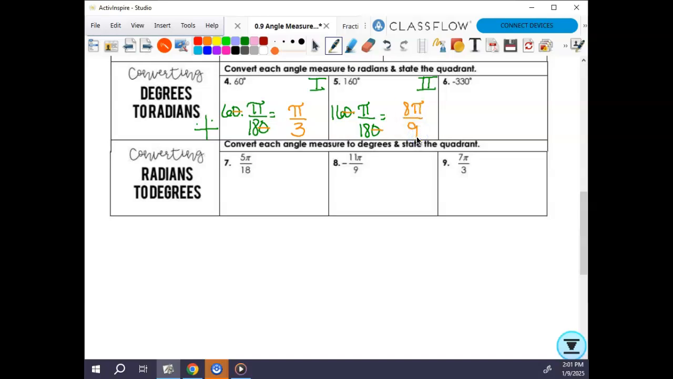It is not 8 ninths times pi, and it's not 1/3 times pi. It's always, always all in one fraction. Okay? Any questions at this point? All right, what quadrant do we think negative 330 would be in?